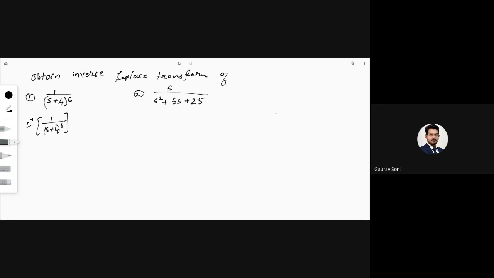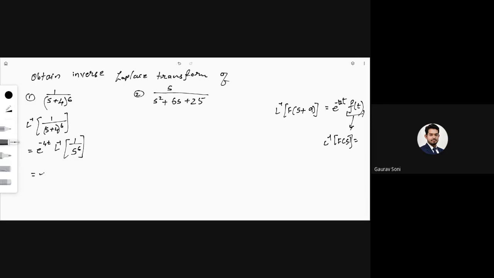Okay, what was the theorem? Laplace inverse of capital F of s plus a will actually be equal to e to the power minus a t into f of t. What was f of t? F of t is nothing but Laplace inverse of capital F of s. So which means that the s plus a, the plus part, I can remove by simply multiplying by e to the power minus a t. So in this case, what do we have here? Here we have s plus 4. So e to the power minus 4t, Laplace inverse of 1 upon s raised to 6.